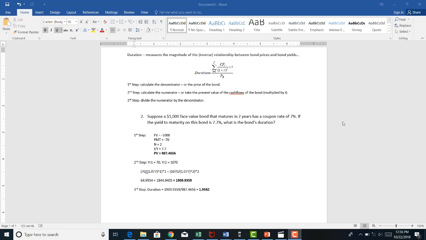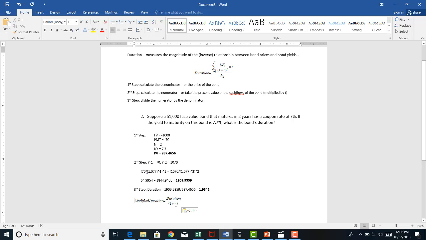We've worked a couple of problems. Hopefully you're starting to feel comfortable with working these duration problems. What I want to do now is introduce the concept of modified duration. So modified duration, it's pretty straightforward. Modified duration is just equal to duration divided by 1 plus R, where R equals the yield to maturity.